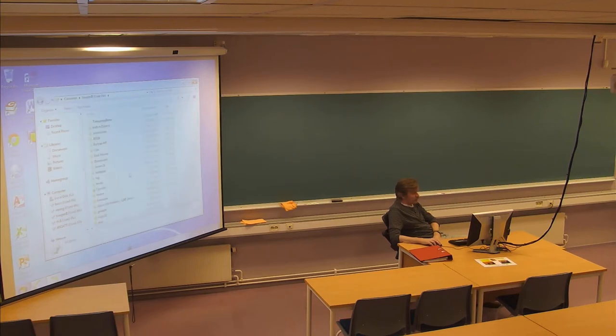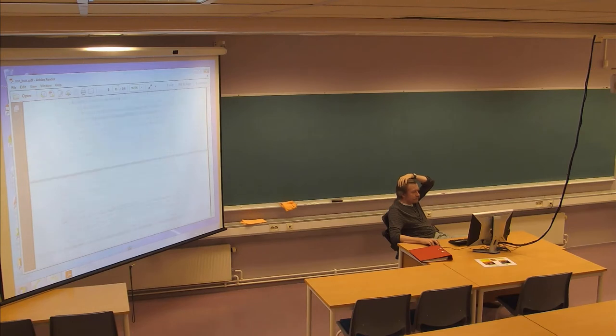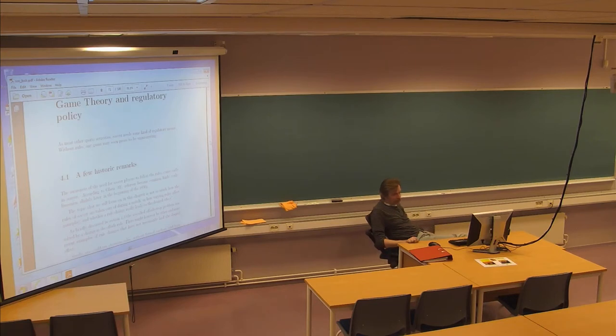So let's just take up the textbook here, and move to chapter 4. Okay, the title of this chapter is Game Theory and Regulatory Policy. I don't know what you know about regulation, but regulation is a complex area in economic theory. Okay, it's related to tax, for instance. Tax is one way of regulating the economy.